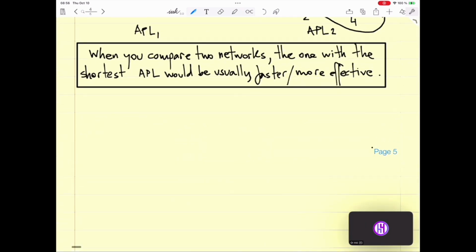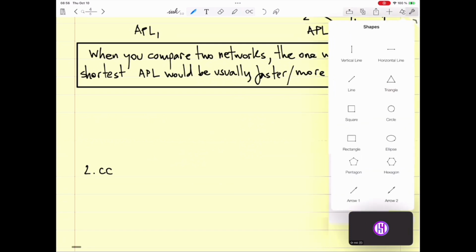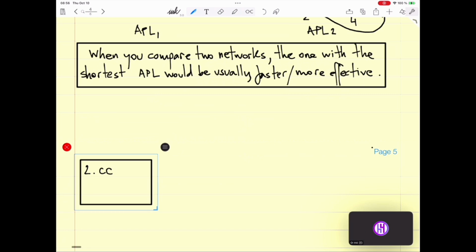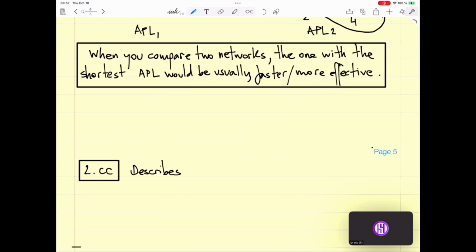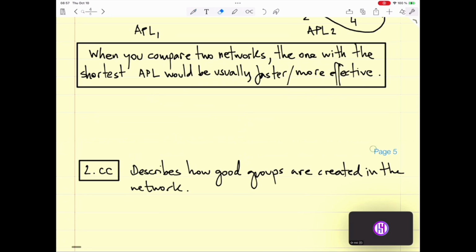No questions? The second KPI that we look at is the clustering coefficient. So the clustering coefficient describes how good groups are created in the network. Basically it calculates the number of triangles that there are in the network and does something with that.